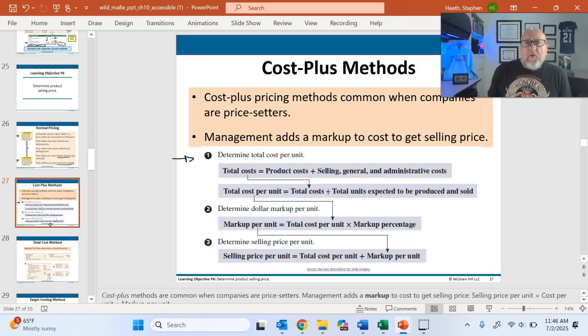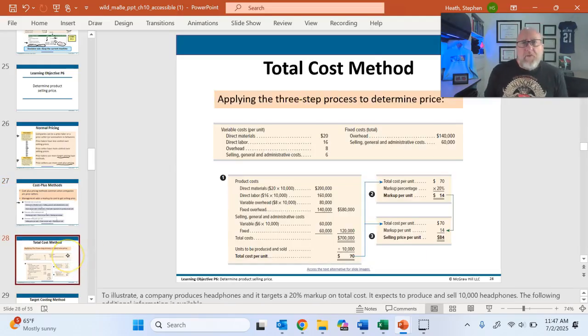Then once I know the total cost, I'm going to divide the total cost by the number of units, and therefore I'll get the cost per unit. And then once I have the cost per unit, I could just tack on my markup percentage. And then the selling price is going to be the total cost per unit plus the markup. Let's look at this in an example.